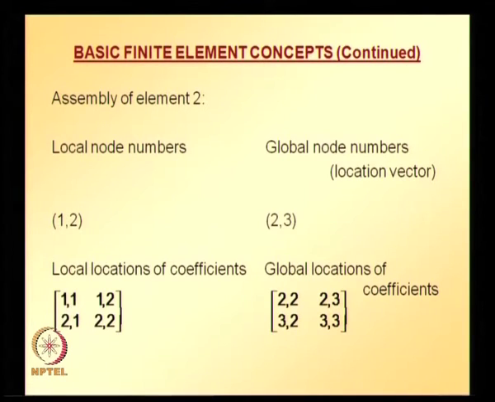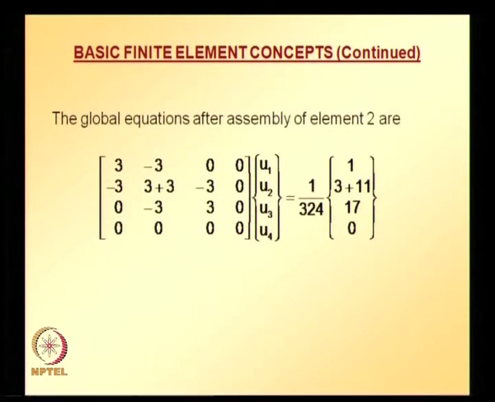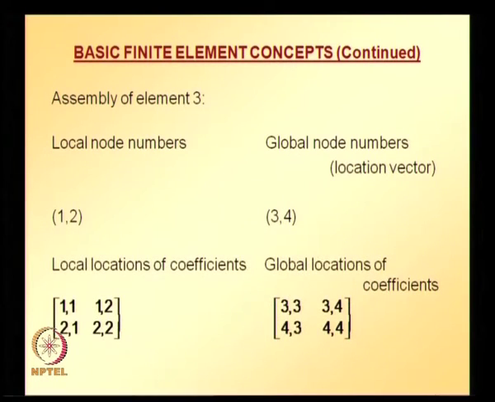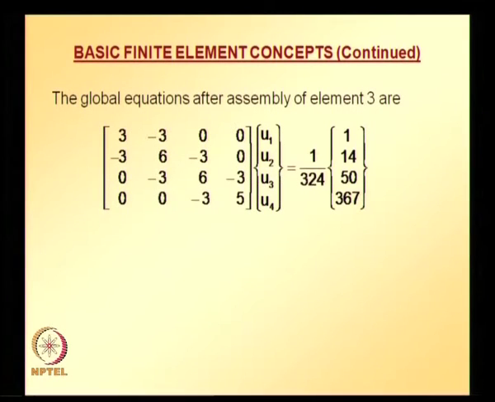Now, whatever is at the 1 1 location in the equation system of element 2 goes into the 2 2 location, and whatever is at 1 2 goes into the 2 3 location of the global equation system. Similarly, 2 1 goes into 3 2, and 2 2 goes into 3 3. So, with this information you can put the contribution of element 2 into the global equation system. Similarly, for element 3 contribution, the same procedure. So, this is the final global equation system without applying the boundary conditions.